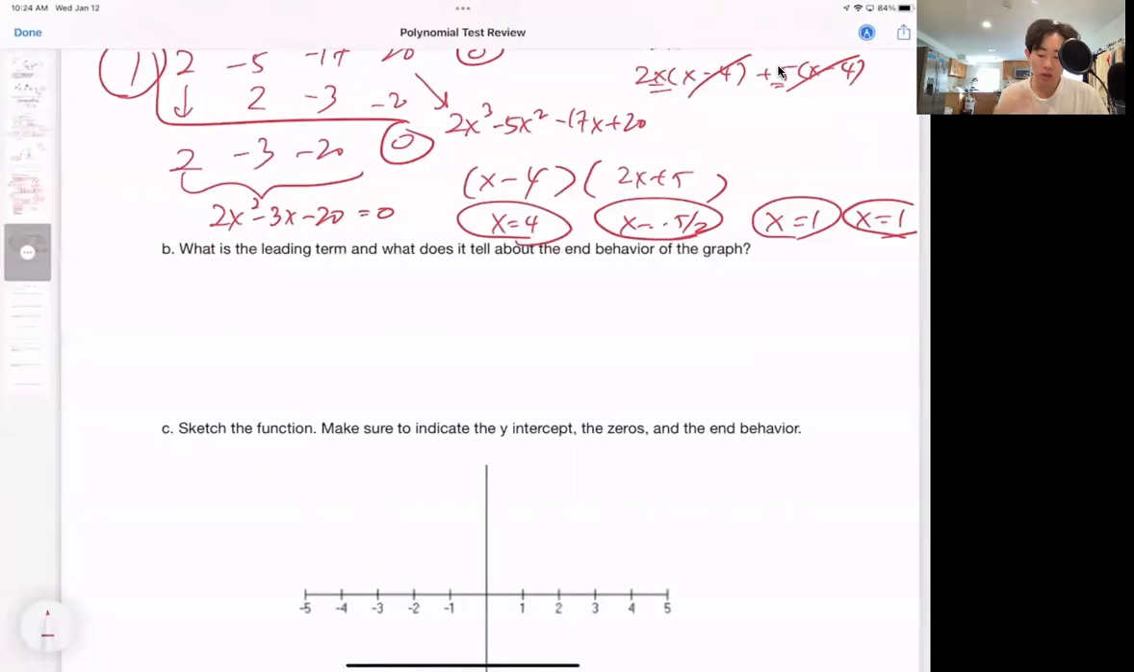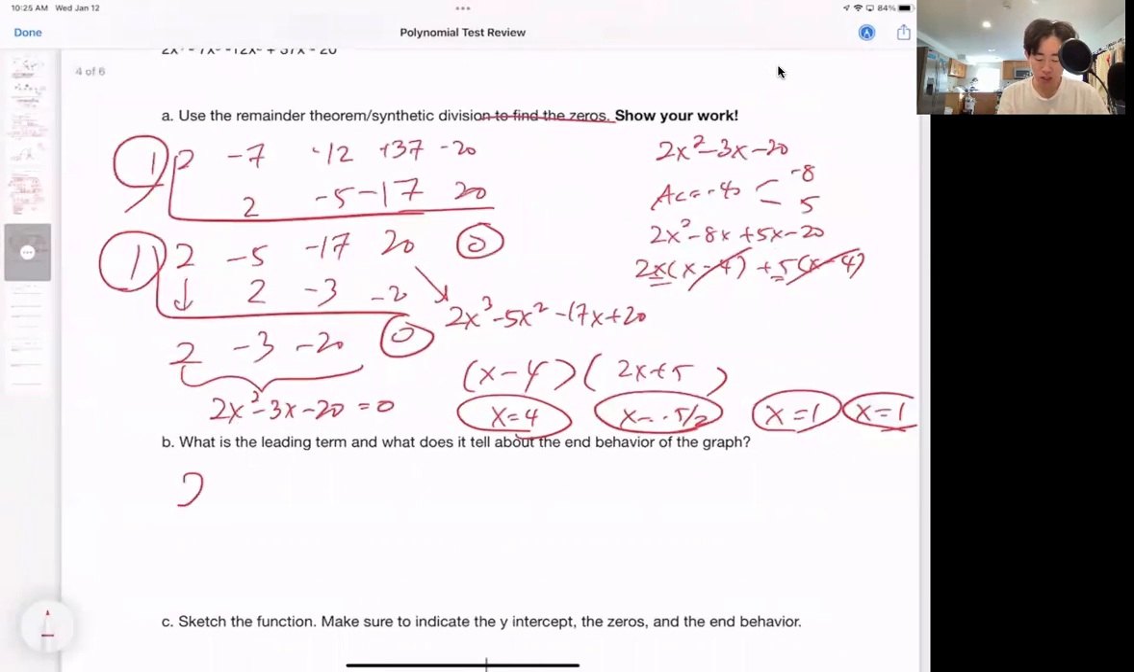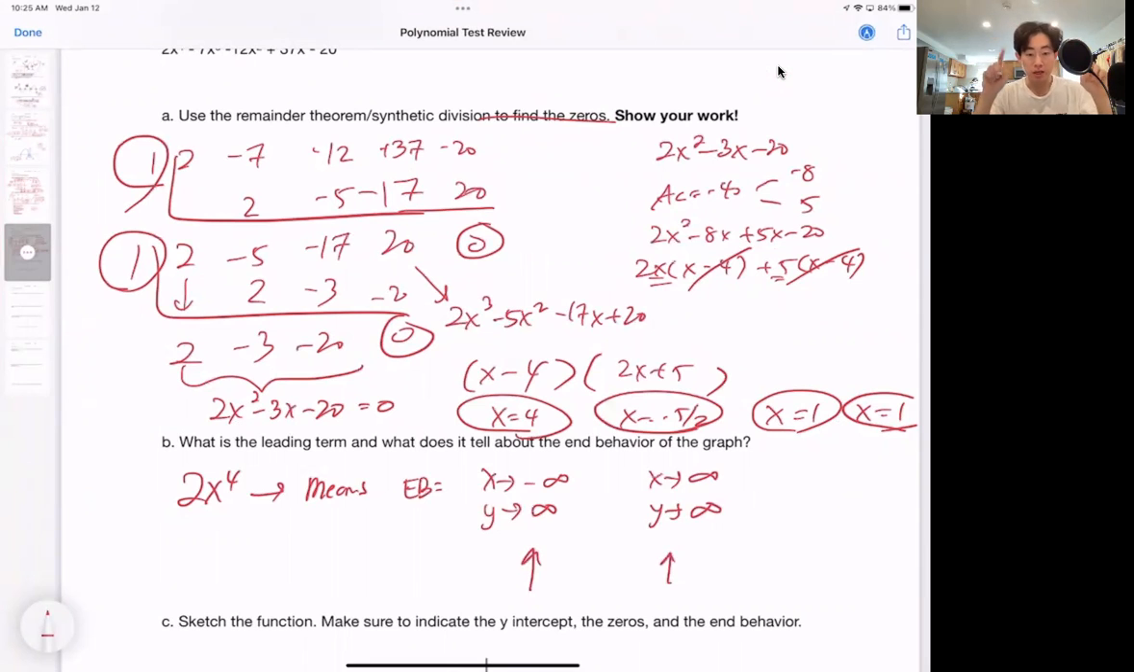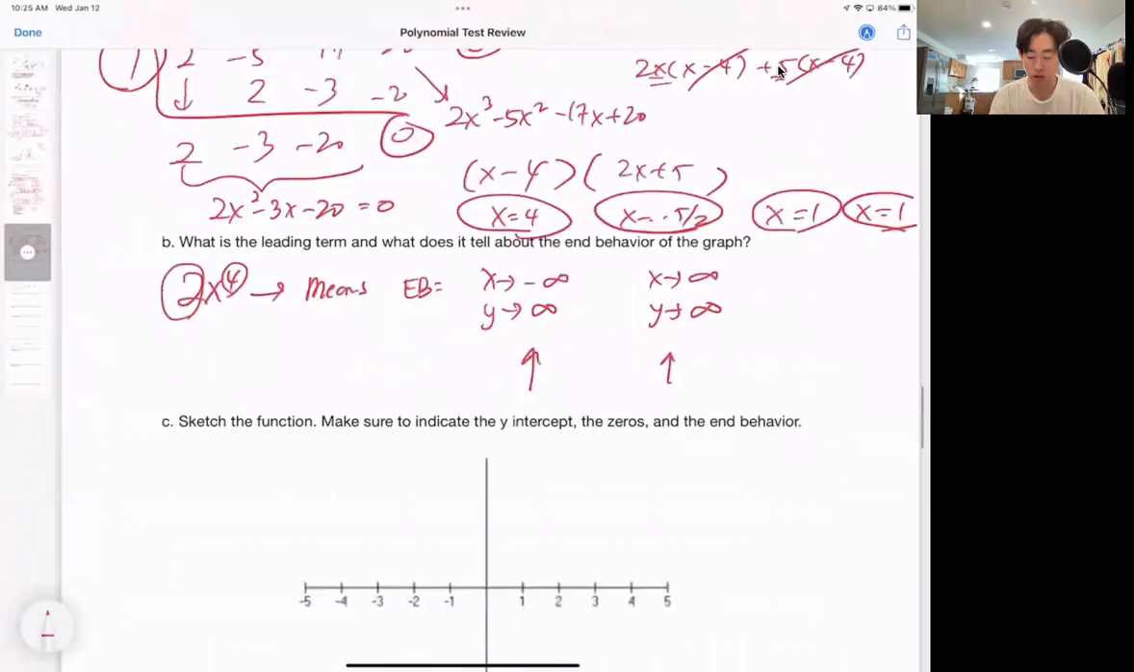What is the leading term and what does it tell you about the end behaviors? Well, the leading term is 2x to the 4th, which means that as x approaches negative infinity, y approaches positive infinity. As x approaches positive infinity, y approaches positive infinity. It means that it's going up on both ends because it's a positive coefficient with an even degree function. That's how it should look.